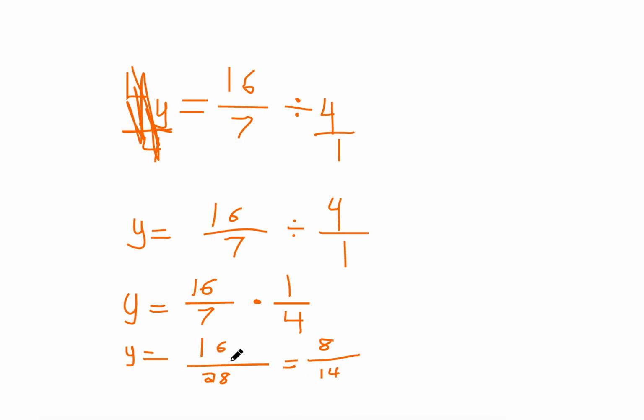16 divided by 2 made 8. 28 divided by 2 made 14, and then I can do the same thing again. 8 divided by 2 makes 4. I'm still simplifying it because I can divide the top and the bottom by 2 again. And there, now I've reached a prime number. 7 doesn't have any interesting factors like 2 or 3. So that's as simplified as we can go. y equals 4 over 7.